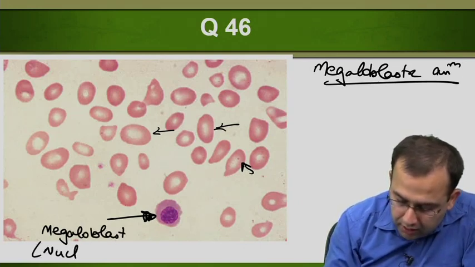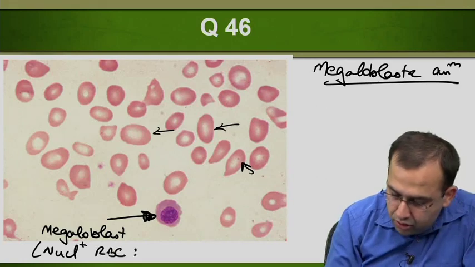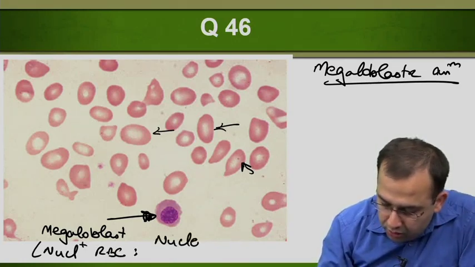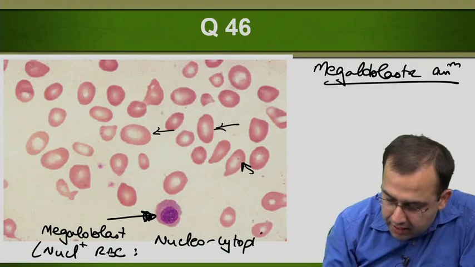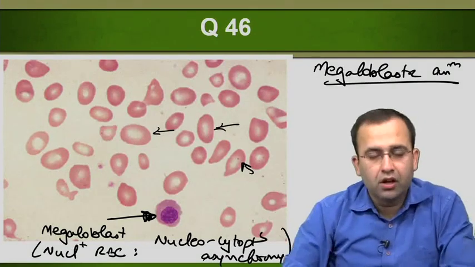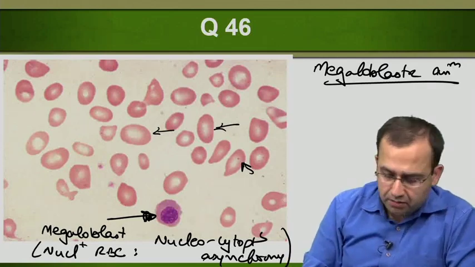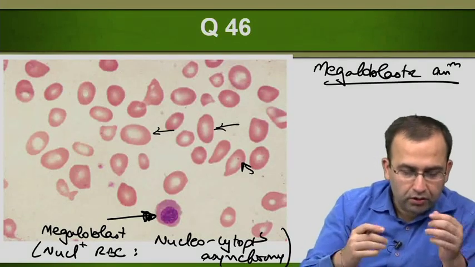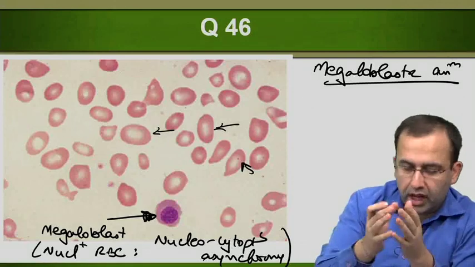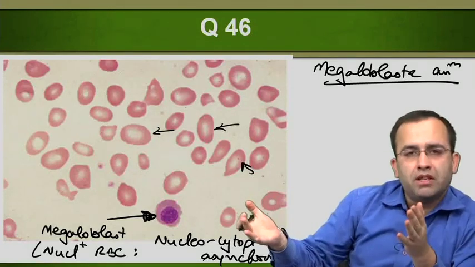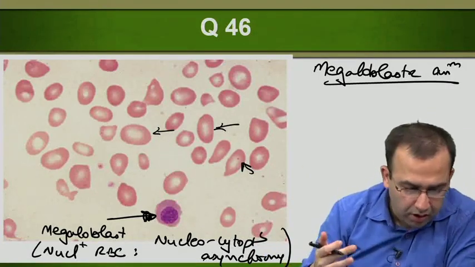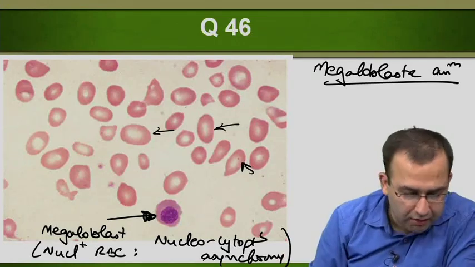This is a nucleated RBC showing nucleocytoplasmic asynchrony. That is, the nucleus is larger but the cytoplasm has matured. Nucleus and cytoplasm are not in synchrony with each other.